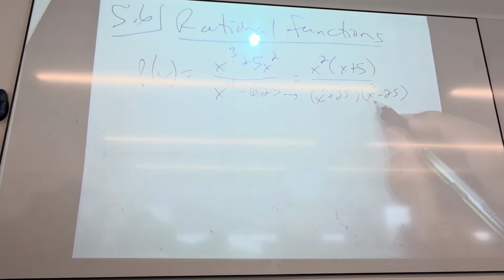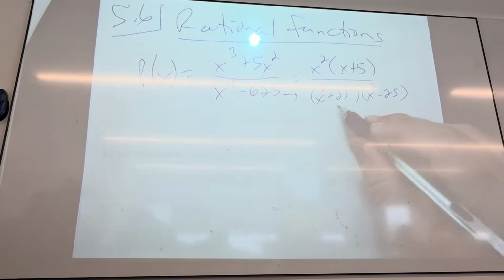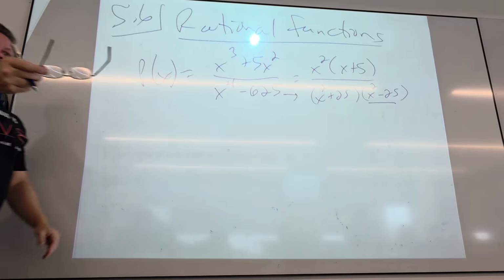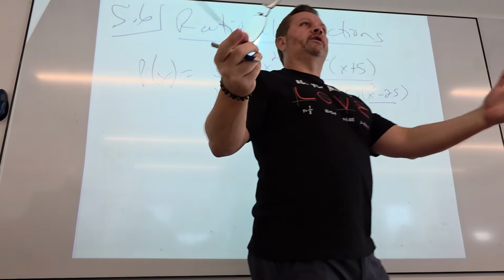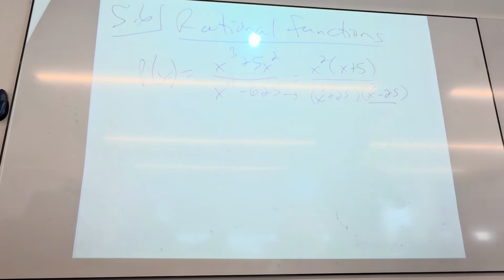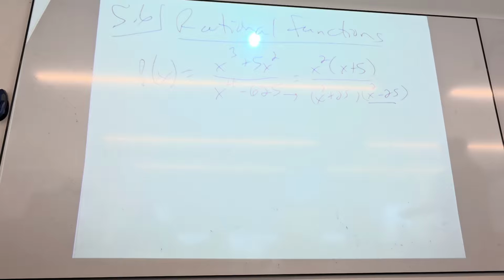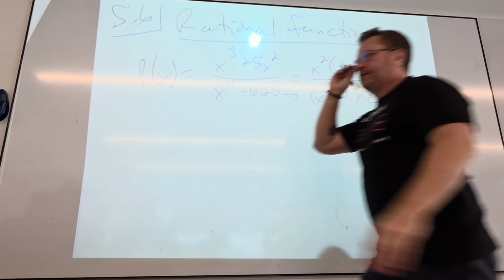Now, which one of these can go further? This one, the difference of squares. Because I don't want to use complex numbers. Don't worry, we're not going to suddenly start using complex numbers a lot in 5.6. We're going to keep things real. So one more step.